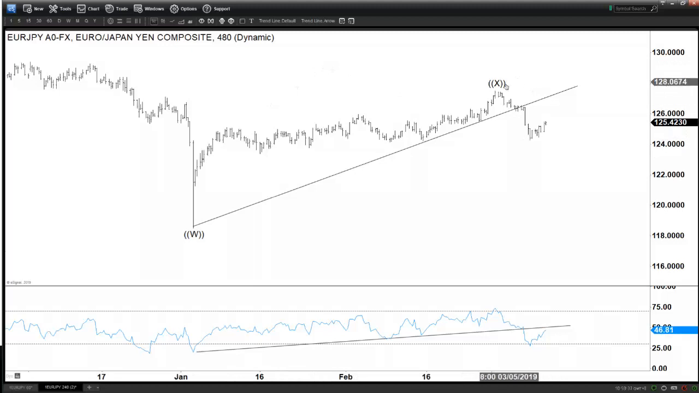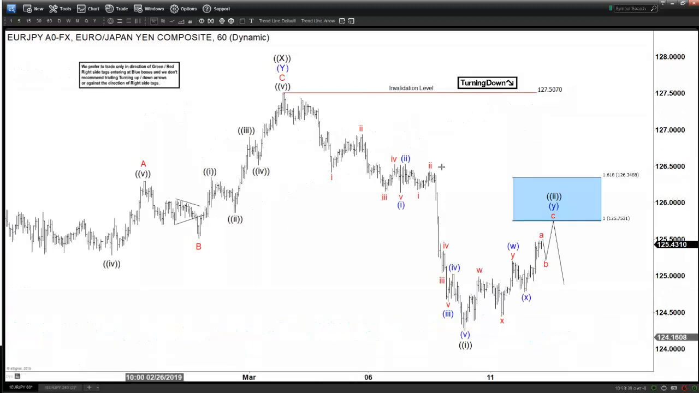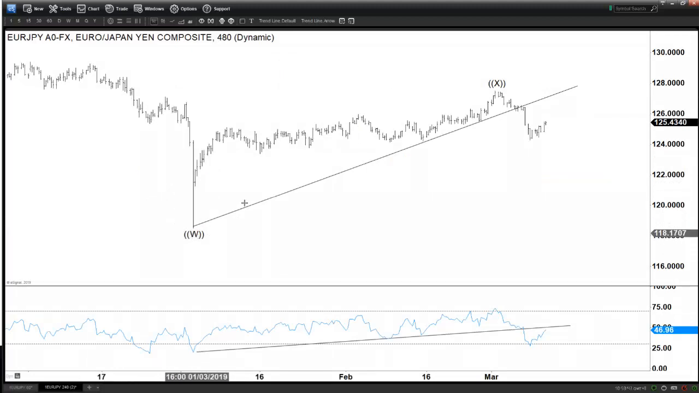So right here, this is the high that you see in the 1-hour chart. So we got the W here, and we are calling this bounce or the correction ended as an X. So if this is an X, then potentially Euro Yen could be in a very early process of completely turning to the downside and eventually breaks this 118.5, right?